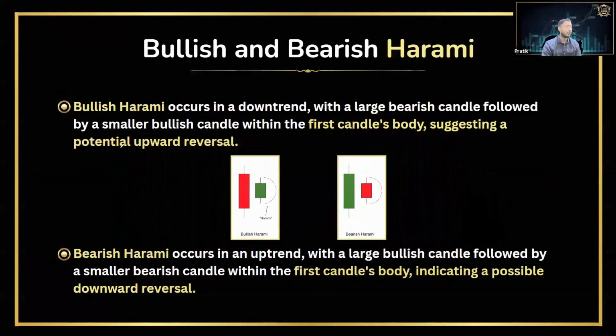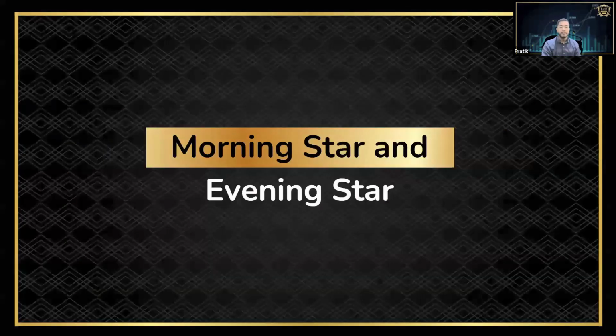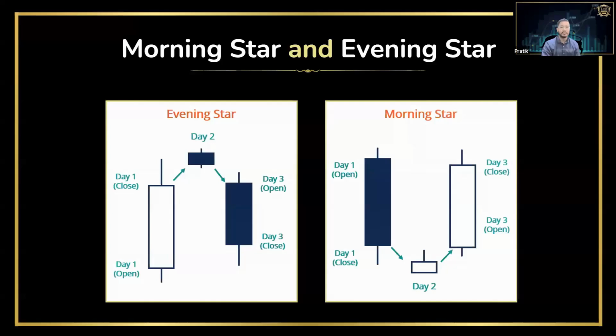Okay, so this is the summation of your bullish harami. Again, the notes will be there, so you will have these notes with you in case you want to refer to them, right? So these were the two double candlestick patterns. Then we have a triple candlestick pattern called the morning star and evening star.